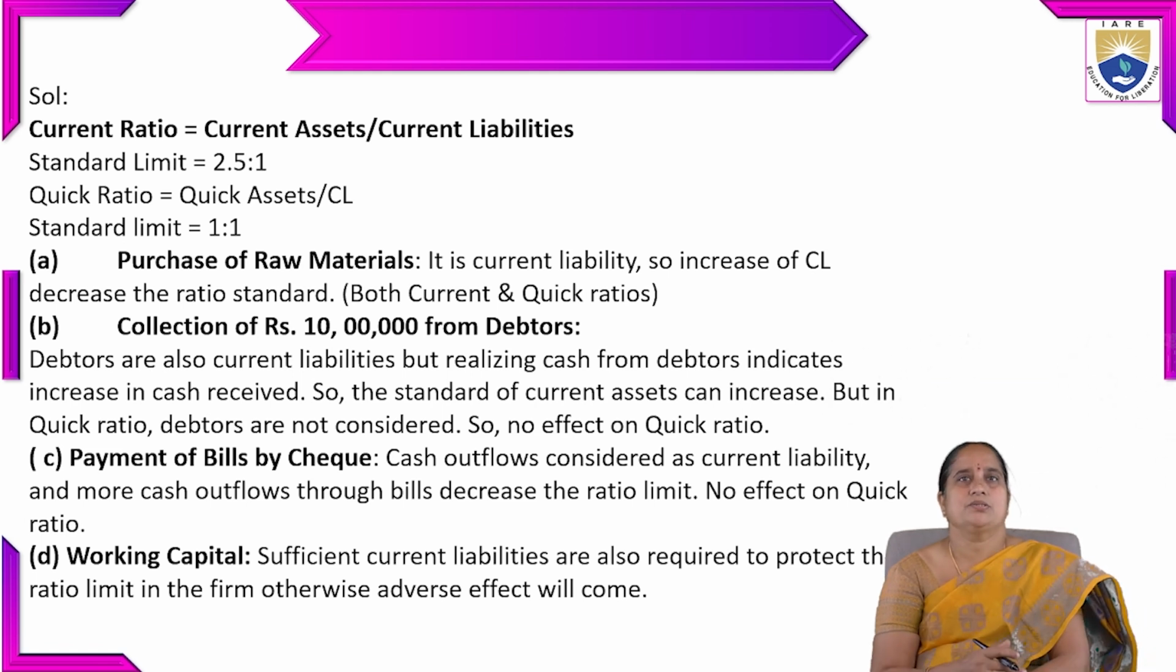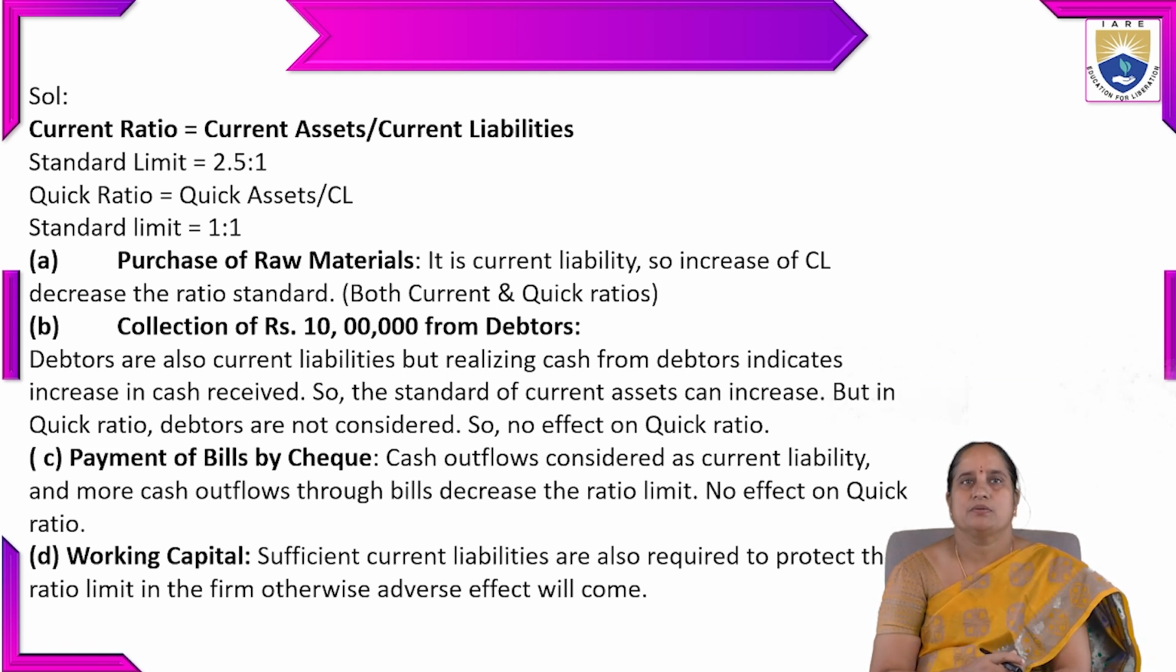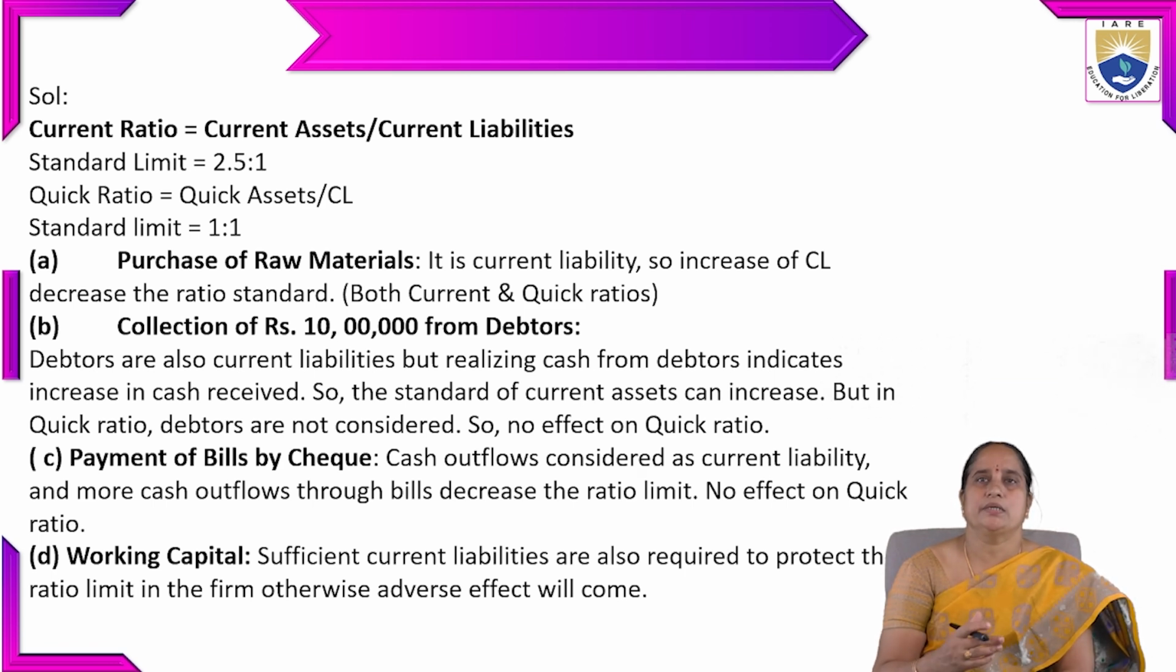And second, collection of 10 lakhs from debtors. So debtors are also current assets, but realizing cash from debtors indicates an increase in cash received. So the standard of current assets can increase, but in quick ratio, debtors are not considered, so there will not be any effect on quick ratio.